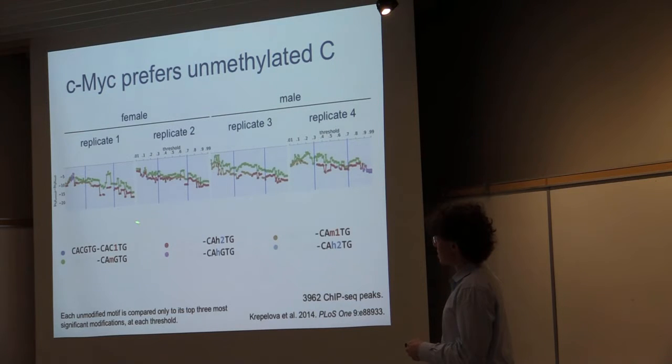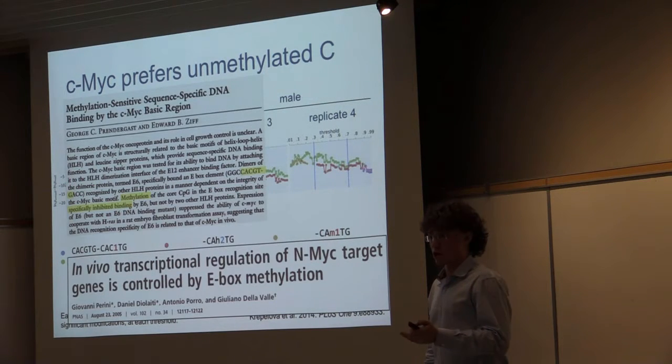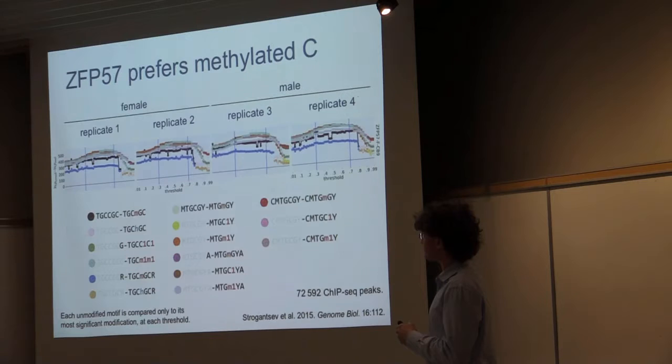So since all these values are below 0, it means that CMYC prefers the unmodified motif. Whereas if we had values above 0, it would mean that it preferred the modified motif. And so in this case, you can see that for a set of samples, in every case, CMYC's preference is toward the unmethylated motif, no matter which threshold you use. And this is a result that recapitulates what's already known about CMYC.